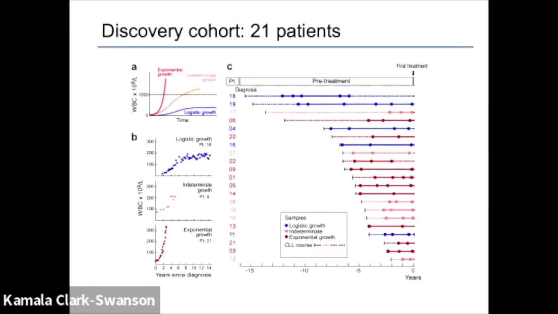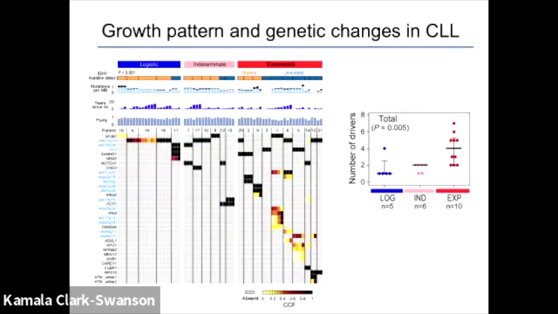One trend that one can notice right away, although this is a limited data set of 21 patients, is that logistically growing patients tend to take longer to first treatment, whereas exponentially growing patients tend to take shorter. This is something that we wanted to explore also in a larger data set. But before talking about that, let's dive a little more into the genetics, because the genetics is also interesting.